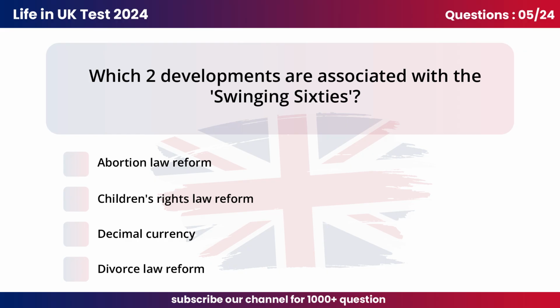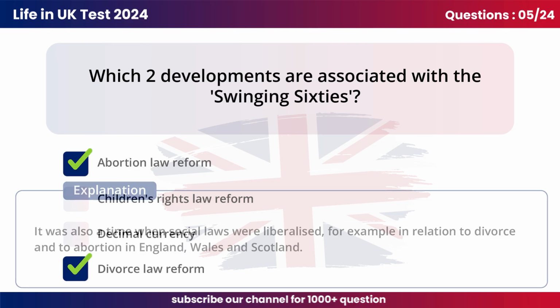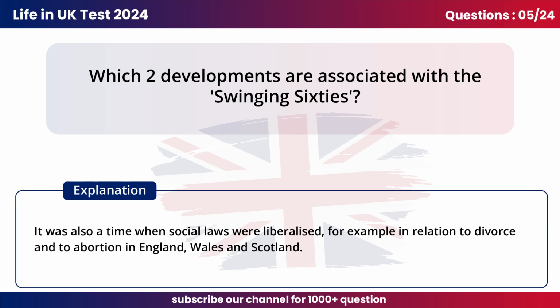Question 5. Which TWO developments are associated with the swinging 60s? A. Abortion law reform. D. Divorce law reform. It was also a time when social laws were liberalized, for example in relation to divorce and to abortion in England, Wales, and Scotland.